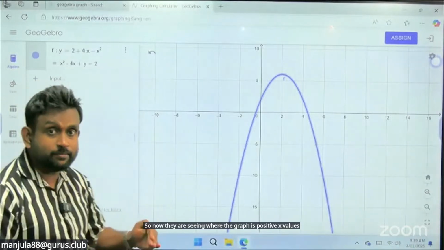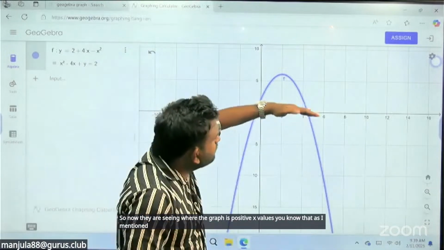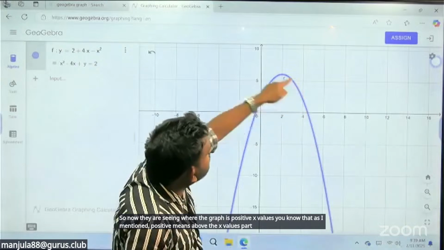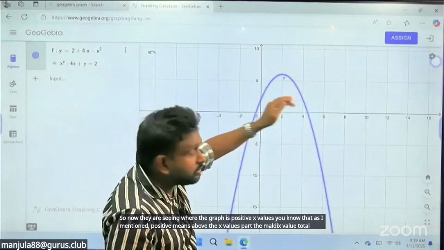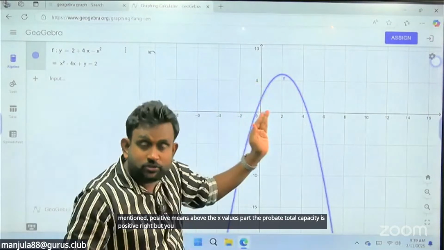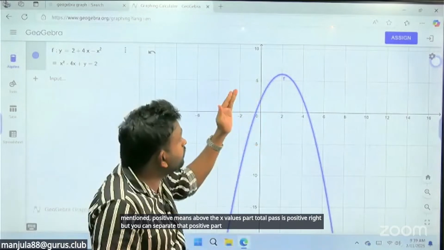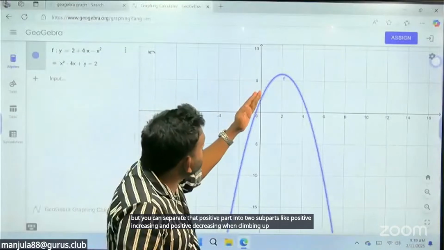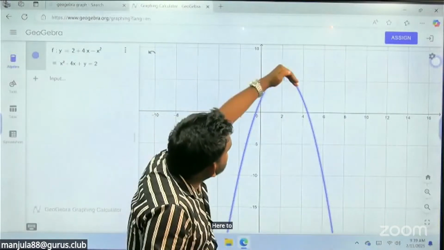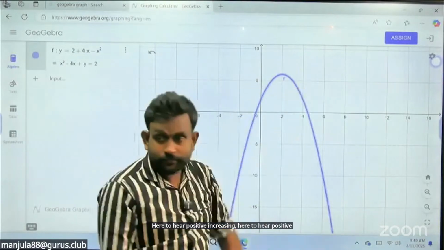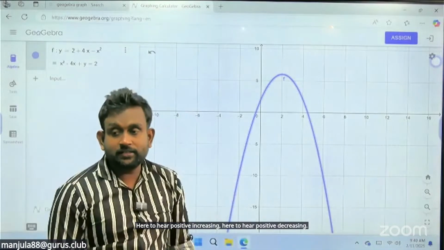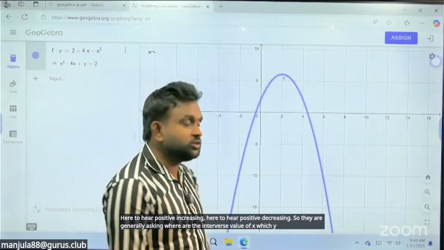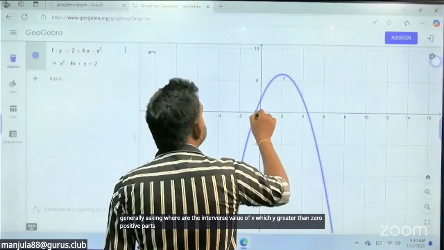As I mentioned, positive means above the x-axis part. The total part above the x-axis is positive, right? But you can separate that positive part into two subparts, positive increasing and positive decreasing. When climbing up, here to here is positive increasing; here to here is positive decreasing. So they are generally asking for the interval of x values where y is greater than 0, the positive parts.